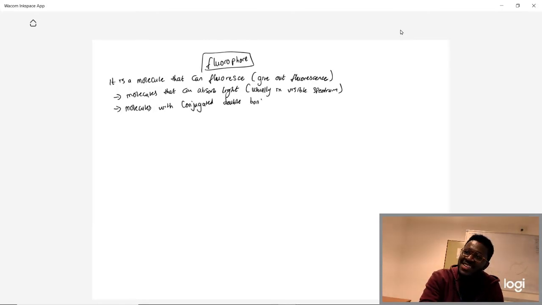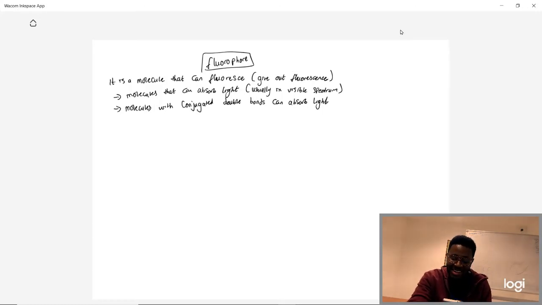You haven't done organic chemistry, so you don't know that molecules with conjugated double bonds can absorb light. An example is these amino acids with conjugated double bonds. They can absorb light. So that's why they can be fluorophores.